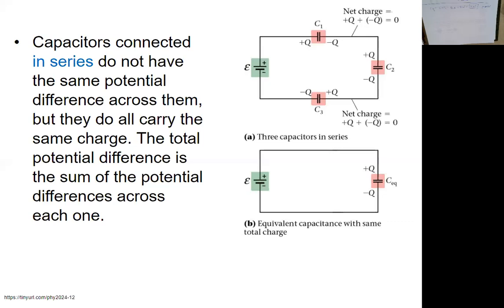I think the derivation is missing here, but I can show you quickly how to derive the formula for capacitors in series. When they are in series, on the first capacitor, Q is equal to C1 times V1. On the second one, the same Q is equal to C2 times V2, and on the third capacitor, it is equal to C3 times V3.